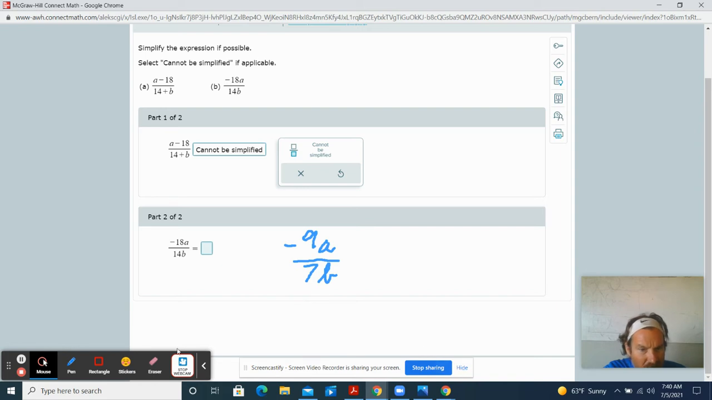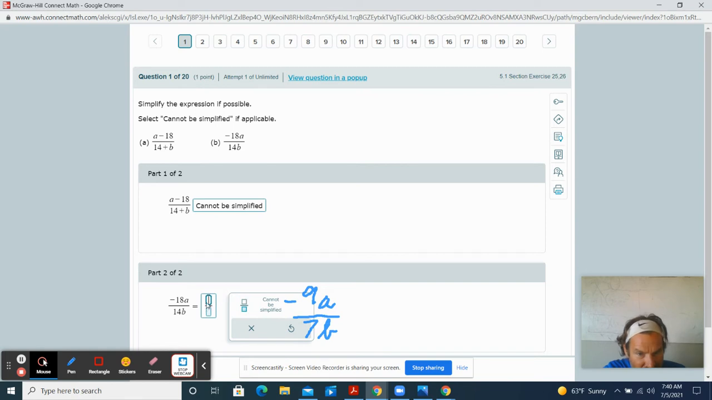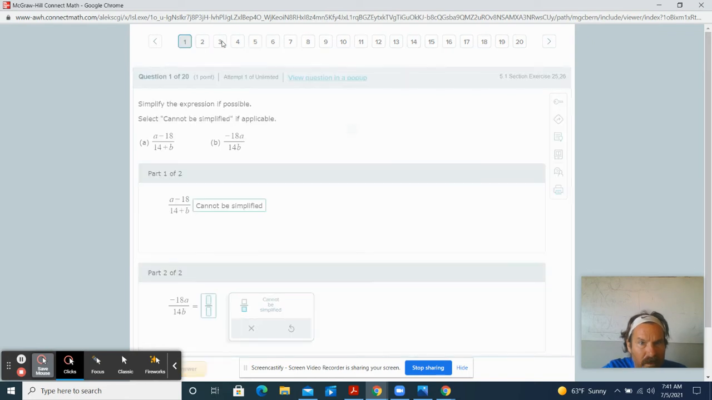I think when we click this box, it'll give you a box over a box. And so you're going to be using this a lot. Clicking that, you put in negative 9A on the top, and then you put 7B on the bottom, just using your keyboard. Okay, it's called simplifying expressions. I'm going to clear this and go to problem number 3.